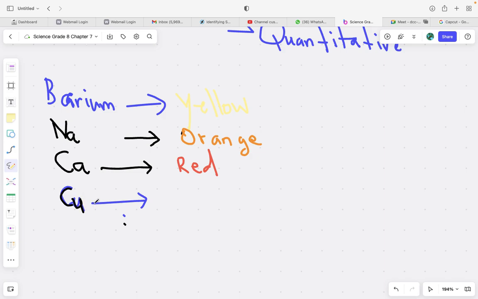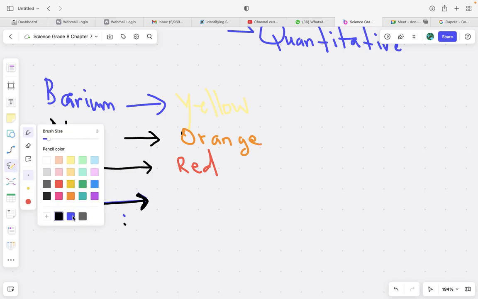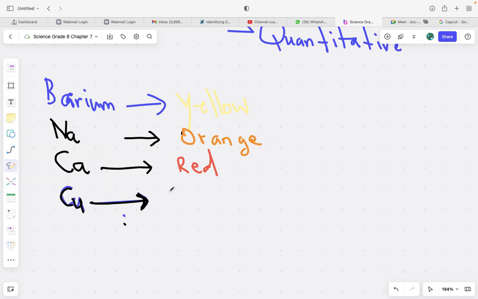Copper Cu gives what? Wait, this is for paper 6 for Cambridge IGCSE. So please pay attention. Copper gives a blue flame. So let's take the blue here and write blue.